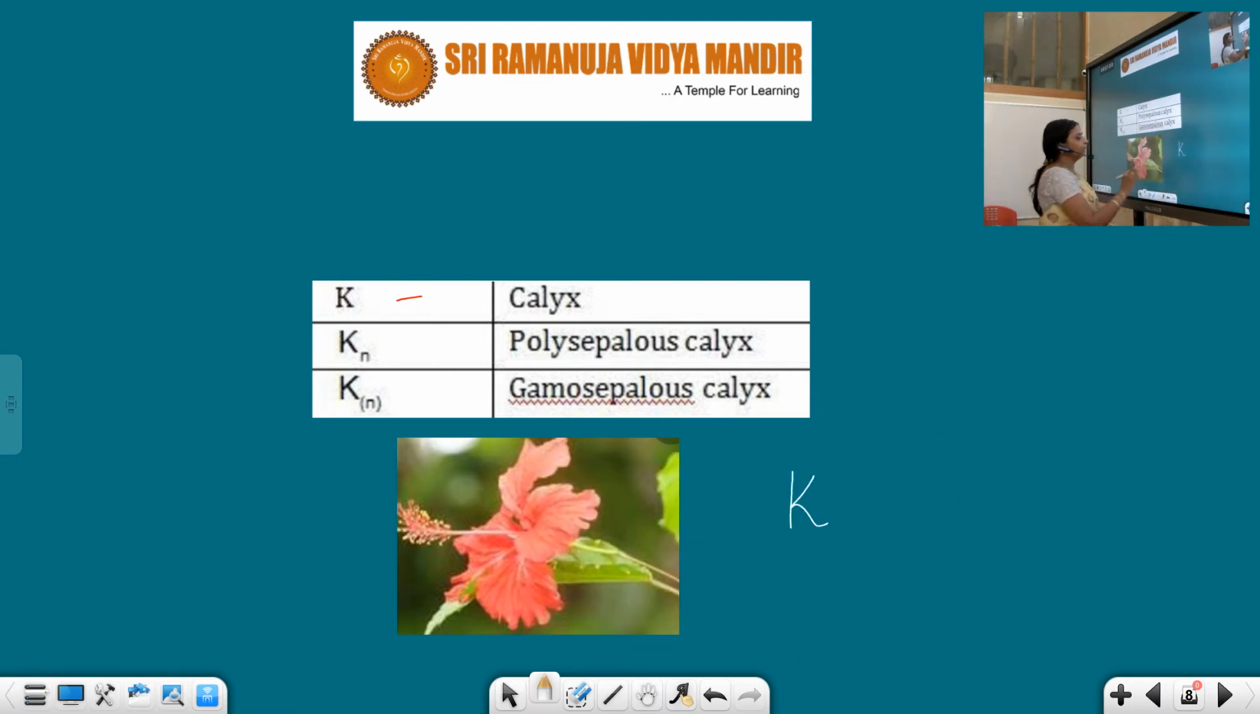And if the number here, see, this is a hibiscus flower, and in this flower 5 sepals are present. Individually the calyx is called sepal. So each is called sepal. So the number of sepals is 5. If the number of sepals is n, here the number of sepals is 5, then we write 5 here.